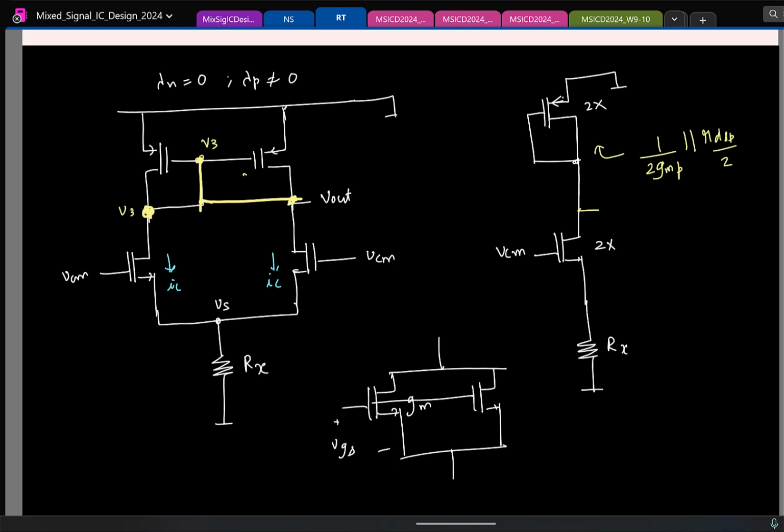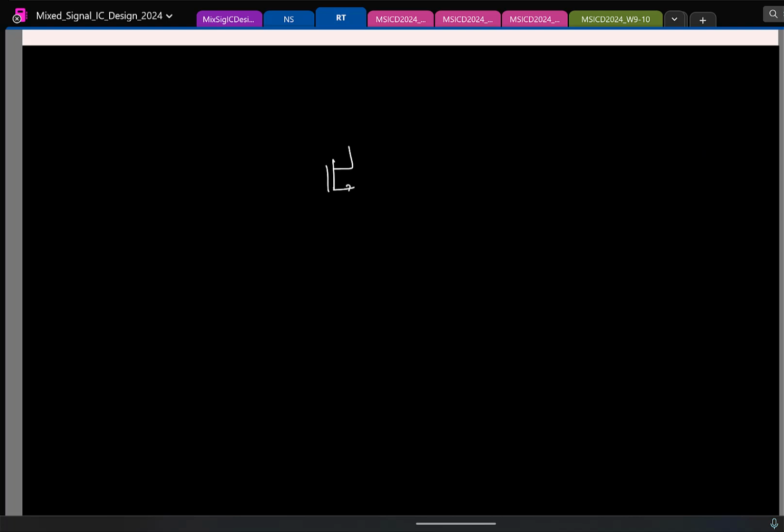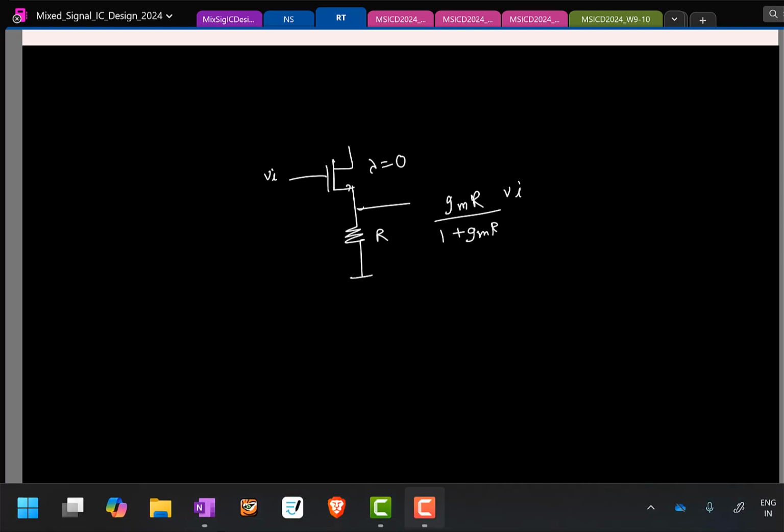And one thing is to always remember some quick results like this. It is always nice to remember this result. If I have a source follower and if lambda is 0, then this is Vi. This is GMR by 1 plus GMR times Vi. If you remember this, the rest can be cool. I'll stop here. We'll see.